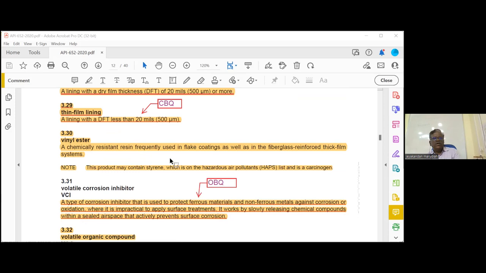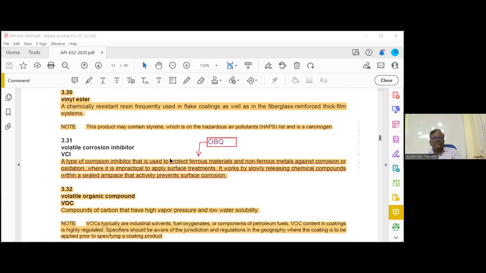Then volatile corrosion inhibitor, VCI. What is VCI? A type of corrosion inhibitor that is used to protect ferrous and non-ferrous metal against corrosion and oxidation where it is impractical to apply surface treatments. It works by slowly releasing chemical compounds within the sealed airspace, which is called volatile corrosion inhibitor.